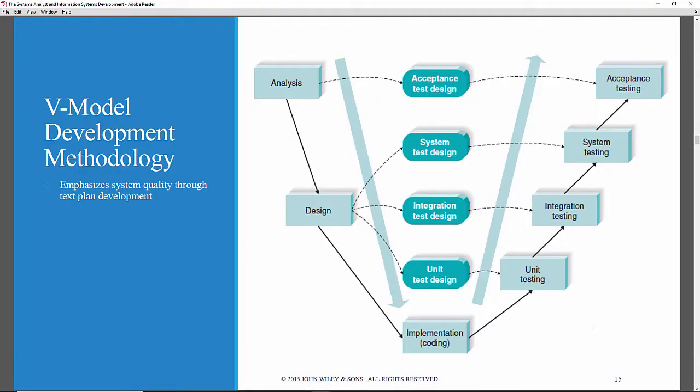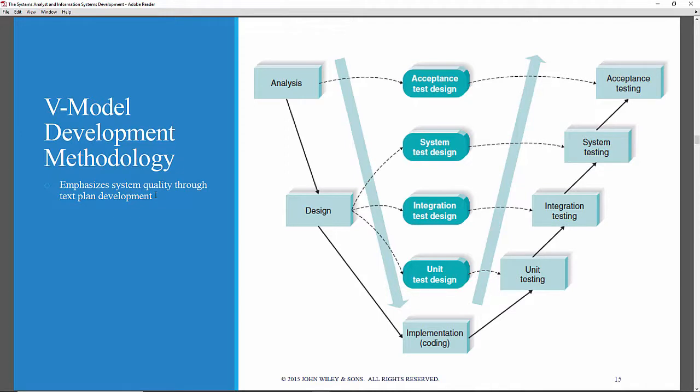Now, the third so-called structured development methodology, and all three of these are more similar than they are different, is the so-called V-model development methodology. The V-model's claim to fame is that it integrates testing more thoroughly through all parts of the process. And by emphasizing testing more thoroughly, you generally get a better system quality.